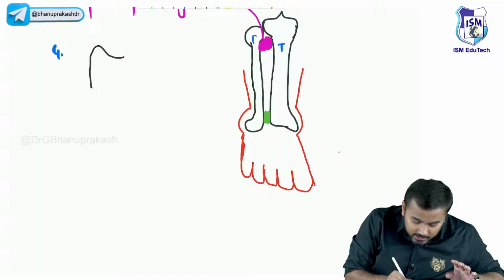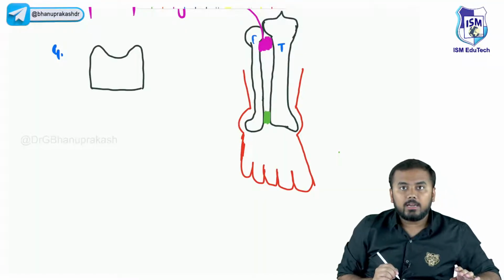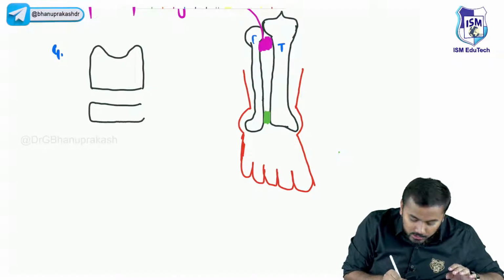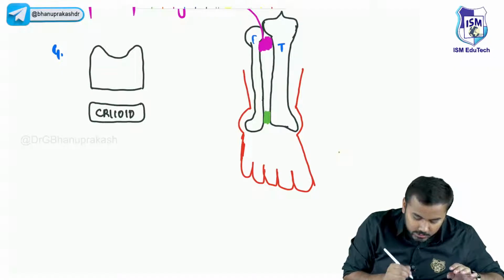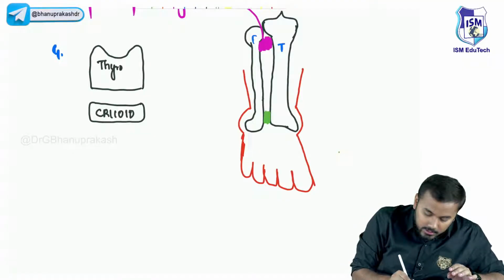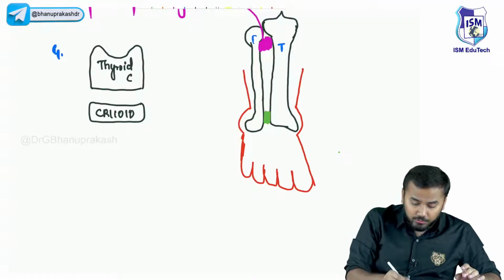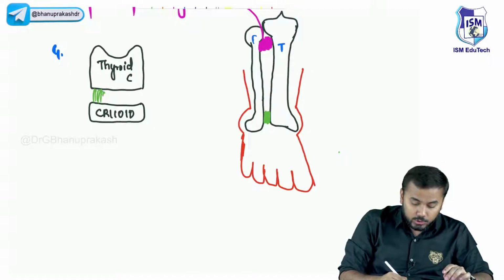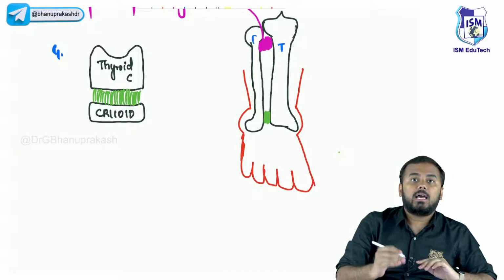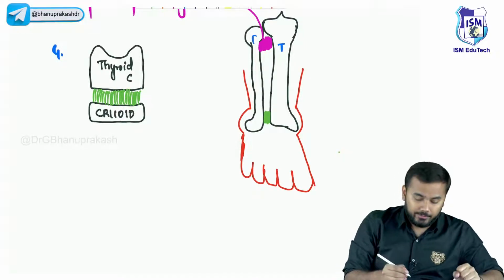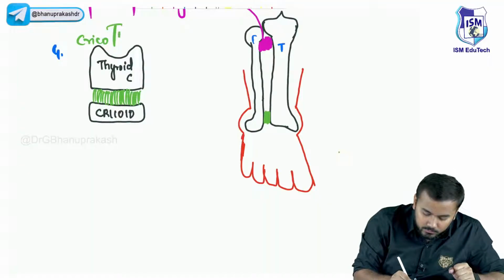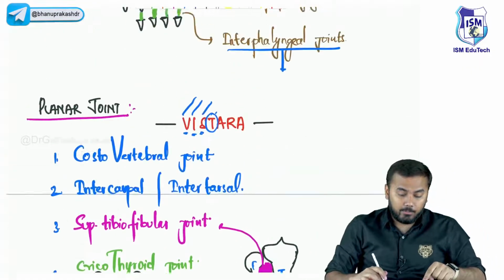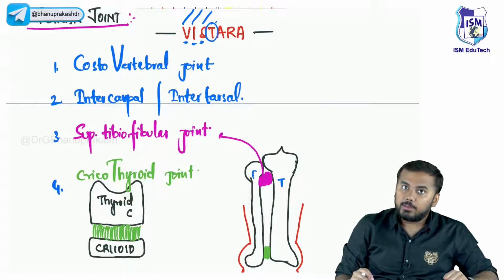So let us say this is your thyroid cartilage. Just below the thyroid cartilage, you have a bone. This is called cricoid, and this is called thyroid cartilage, right? Now you tell me, what is the joint located between thyroid cartilage and cricoid? This is called the cricothyroid joint. So the cricothyroid joint is a type of planar joint.